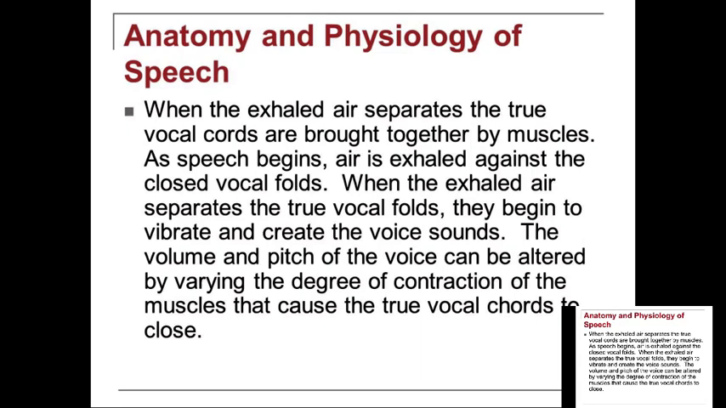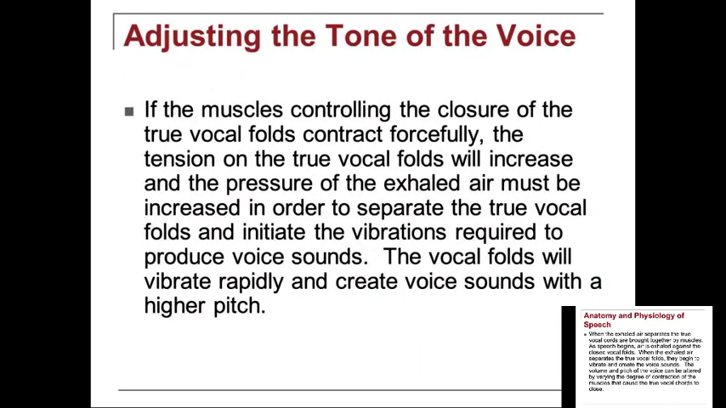The volume and the pitch of the voice can be altered by the varying degree of contraction of the muscles. So the faster that they vibrate and bang against each other, the higher the pitch, and the slower that they vibrate, the lower the pitch. If the muscles controlling the closure of the true vocal folds contract forcefully, their tension on the true vocal folds increases, and the pressure of the exhaled air must be increased in order to separate the true vocal folds and initiate those vibrations required to make the sound. And the vocal folds will vibrate rapidly, creating the voice sound with a very, very high pitch.